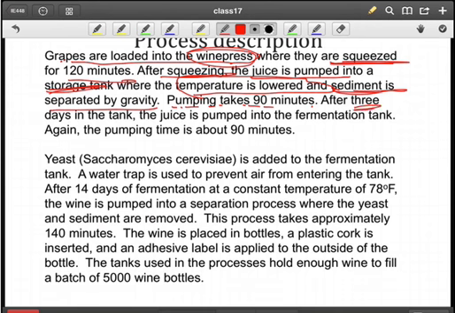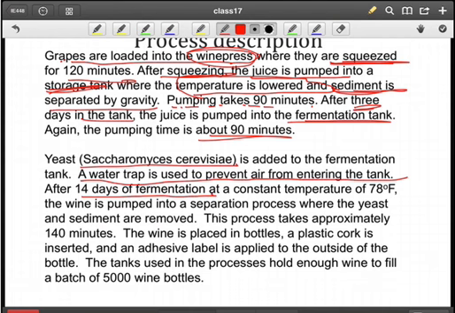After 3 days in the tank, the juice is going to be pumped into a fermentation tank, and that also takes about 90 minutes. To that fermentation tank, we'll add yeast, and then a water trap is used to prevent air from entering the tank. So, of course, CO2 can exit through the water trap, but air from the outside cannot enter. After 14 days of fermentation at a constant temperature of 78 degrees, then we pump the wine, the fermented mixture, into a separation process where the yeast and sediment are going to be removed.